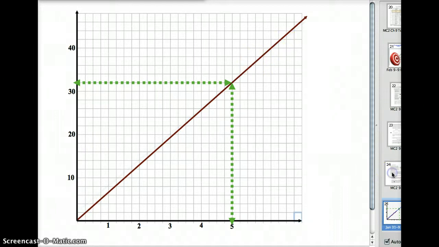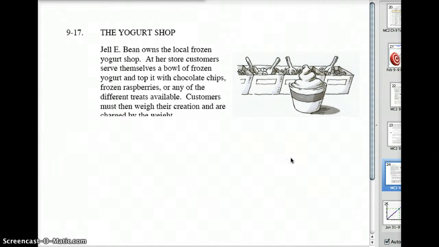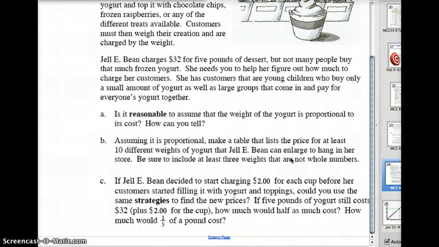However, if you go to most restaurants, they're not going to charge you proportionally right away. So, for example, if you got a 1/4 pound, they're not going to charge you proportionally. Actually, what a lot of them do is, if you see on number C here, Jelly Bean decided to start charging $2 for each cup. Now, a cup doesn't cost them $2, but it gives them a starting place for charging, and then they'll charge you a proportional amount from that point on. Okay, so $2 for the cup, and then you still pay $32 for 5 pounds of yogurt.